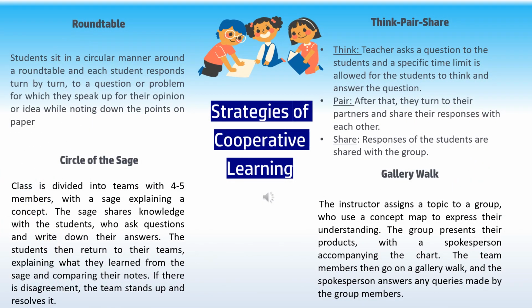Some strategies which are used to create a cooperative learning classroom. Number one, round table. Students sit in a circular manner around a round table and each student responds turn by turn to the asked question.